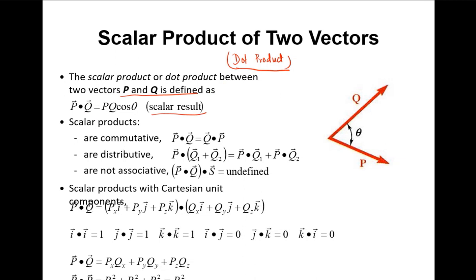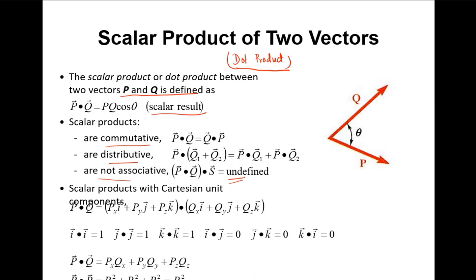We all know that. Now scalar products are commutative, that is P dot Q equal to Q dot P, and distributive. They are not associative. So they follow the commutative and distributive law of vectors.